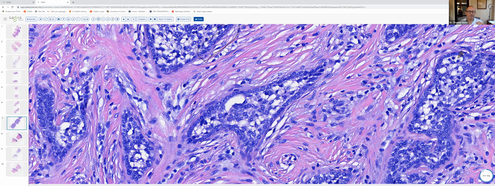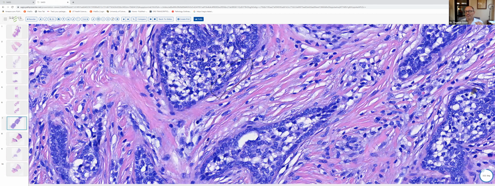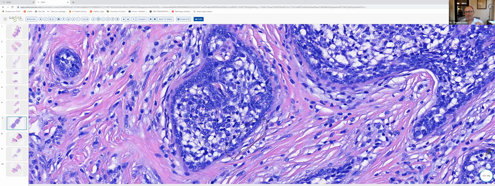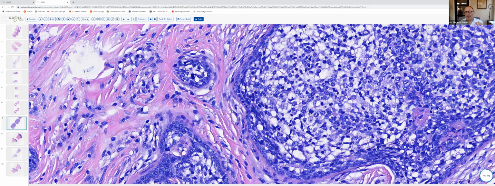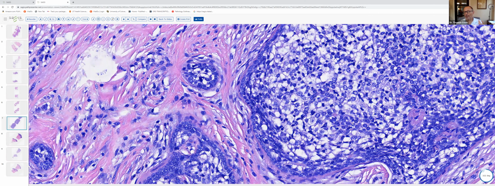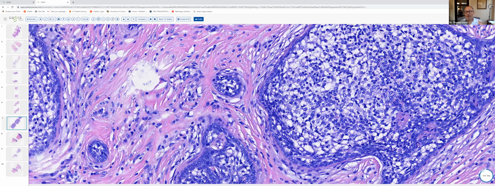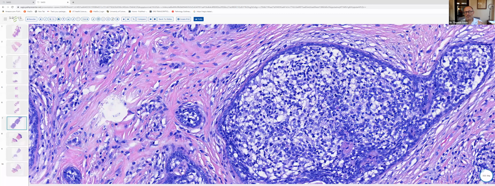If we look at the central portion of the aggregates, we can see in each one of these a proliferation of larger cells. These cells have a uniform vesicular chromatin pattern, kind of abundant clear staining cytoplasm, but the cytoplasmic margins are somewhat indistinct. And then finally, our third component, in each one of these tumor aggregates, you can see that they're sprinkled with lymphocytes.